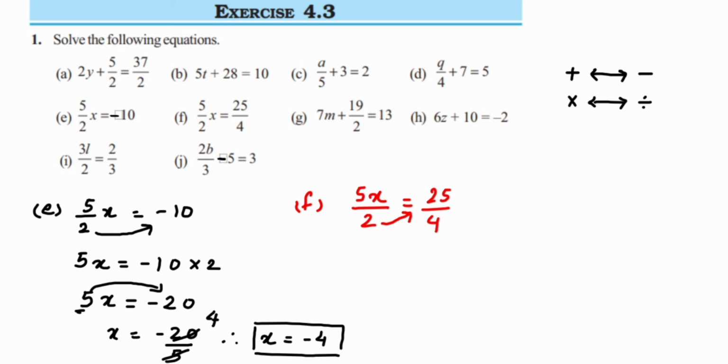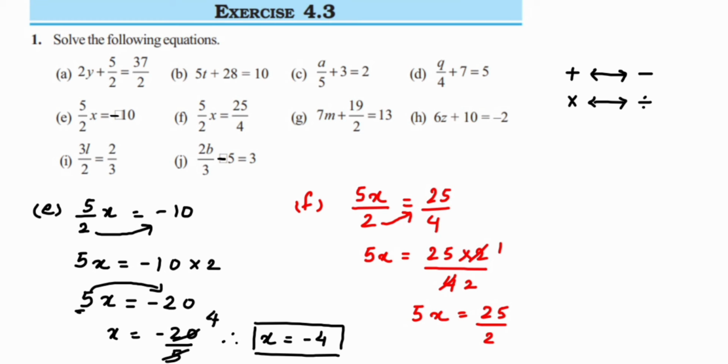So this will become 5x is equal to, 2 is in division, it becomes multiplication. So 25 multiplied by 2. Make sure it goes to the numerator, not to the denominator. Upon 4. We can cancel 2 and 4. So 2 ones are 2, and 2 twos are 4. So this will become 5x is equal to 25 upon 2.